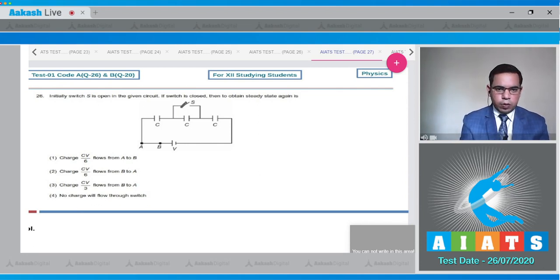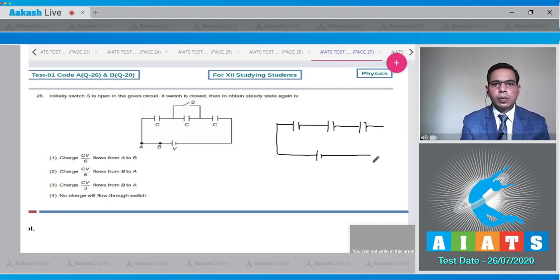Now consider the situation when this switch is closed. What will happen? When this switch is closed, all the current will flow through this switch. No charge will flow through this capacitor. That means option 4 is wrong. Now here the capacitance of these capacitors is C and C.